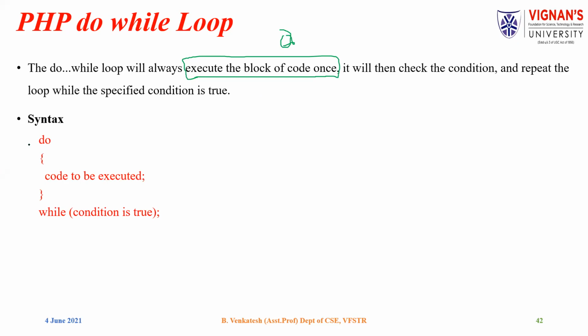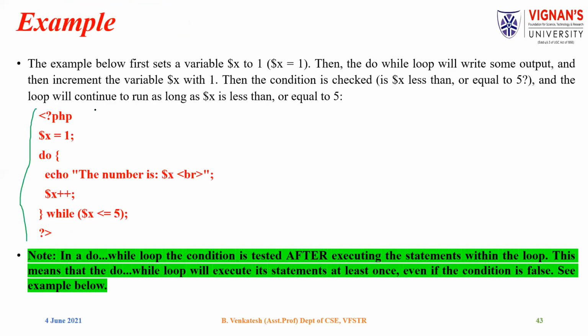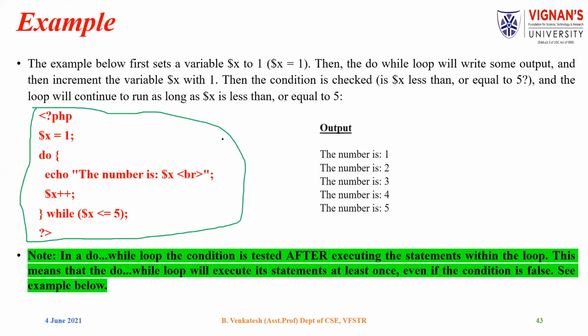So the set of statements executes and then the condition is checked. That is the do while loop. The program is the same program. Here it is executing, and the condition is true. So for how many times is it going to execute? 5 times. The output is: the number is 1, the number is 2, the number is 3, the number is 4, the number is 5.